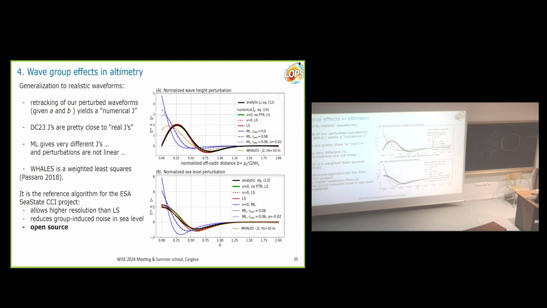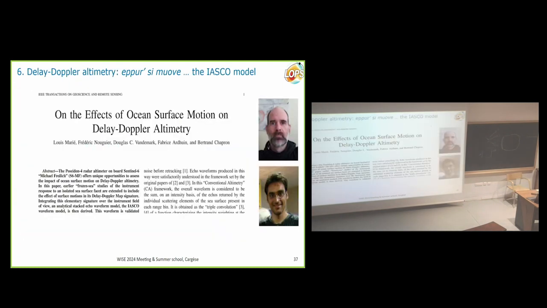I also want to emphasize that this WALES retracker is actually the reference algorithm for the ESA Sea State CCI project. Because of these things, it allows a higher resolution than the usual least square. It reduces the group-induced noise in the sea level. And very important, it's an open source piece of code. So you can go in, you can check things, and do your own retracking and change things, right? Yeah, I'm going to skip that.